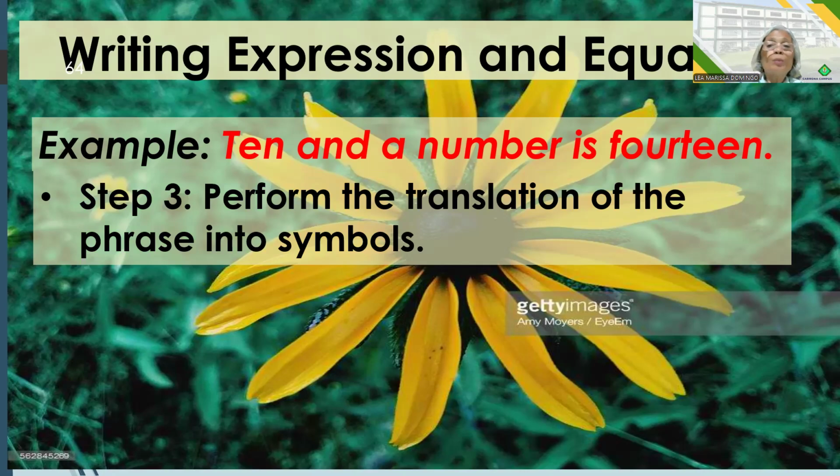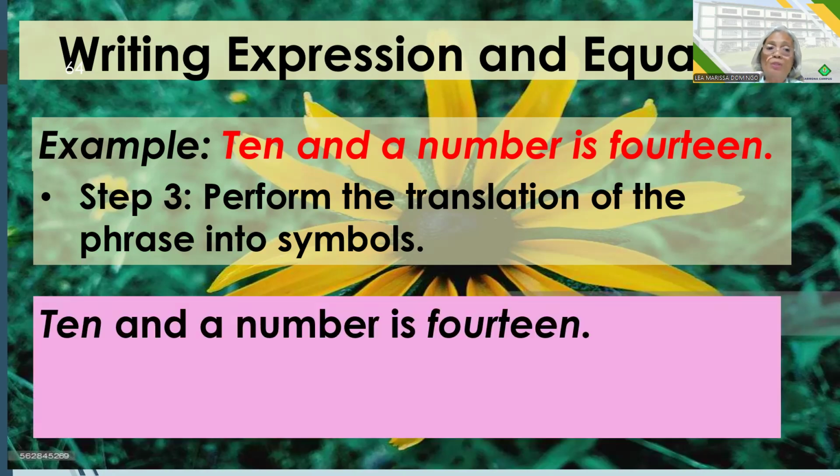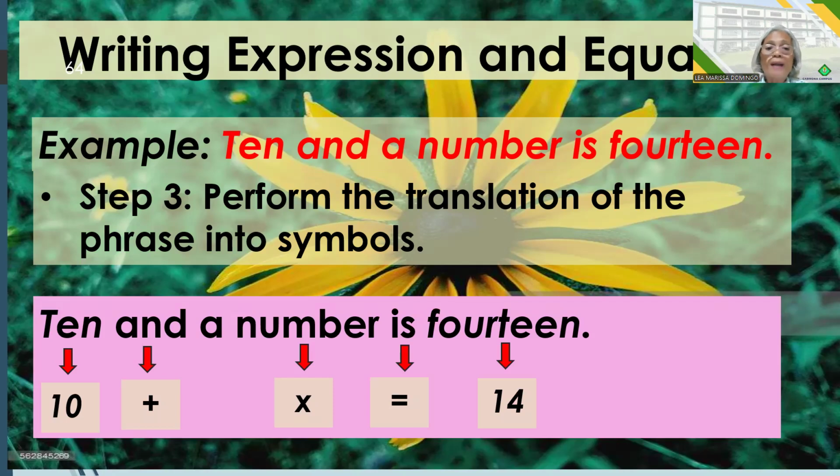And then finally, we perform the translation of the phrase into symbols. So, 10 and a number is 14. 10, we write the digit 10. And anong operation ang involved? Addition. Let us represent the number by the variable x, is for the equality, and 14. So, 10 plus x is equal to 14. Yun yung mathematical equation nung sentence na 10 and a number is 14.